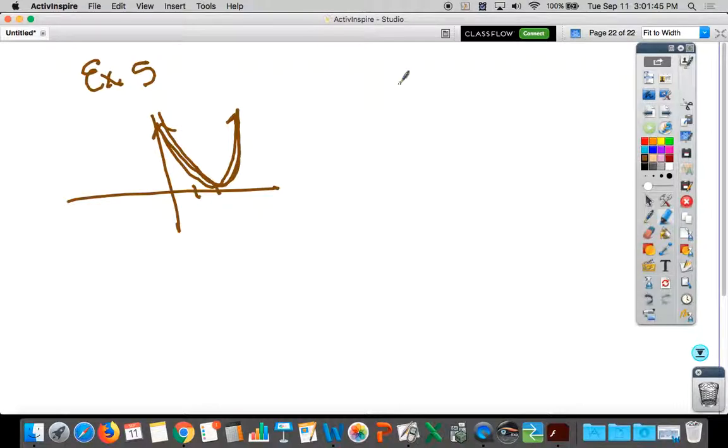Okay, so increasing and decreasing, you use X values.